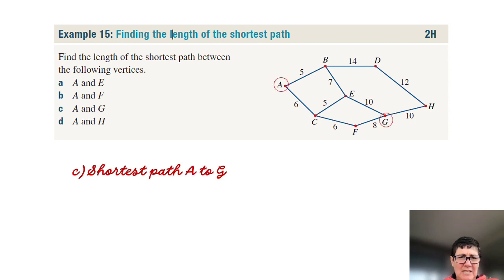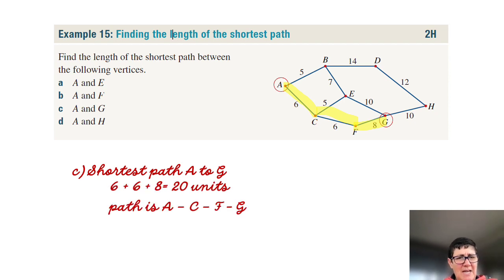Part C, A to G. Again, just glance around. 5 and 7 is 12, 12 plus 10 is 22. I think it's quicker this way. 6 and 6 is 12 plus 8 is 20. Could have also checked this way: 6 and 5 is 11 plus 10 is 21. So that is the shortest route. I have to state it. 6 plus 6 plus 8 is 20, and the path would have been A to C to F to G.